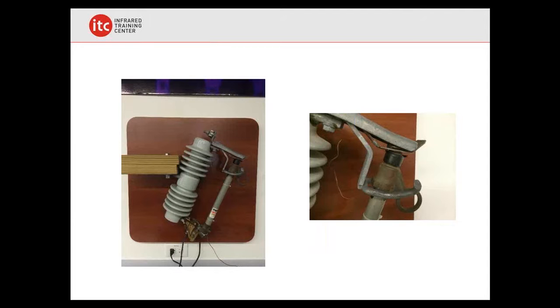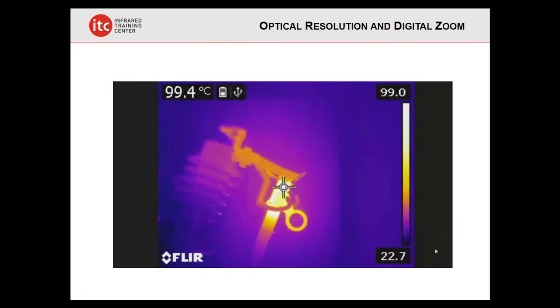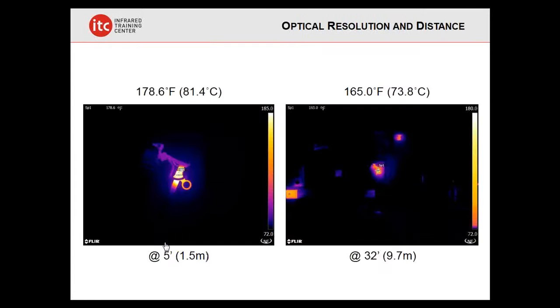Back to this fuse cutout here in our Boston Regional Training Center. We use it as a target to actually do a practice on resolution and the effects of distance to target. On the left was an image taken at about 5 feet away. We can see there a temperature of about 178 degrees, and that's with the spot meter filled completely by the target. On the right, however, is that same target, but at a distance of 32 feet.